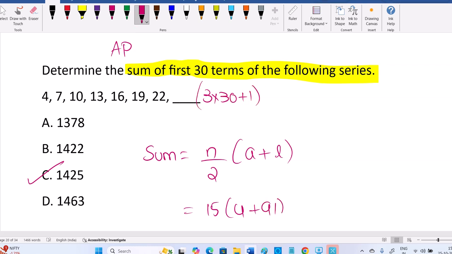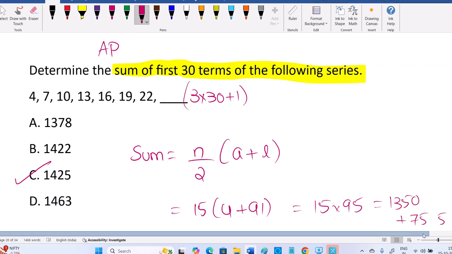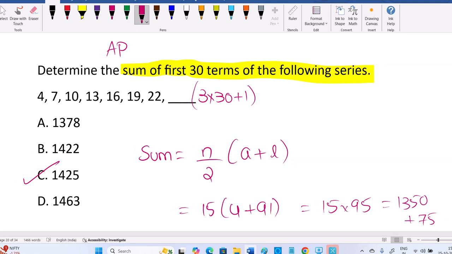So you have to do 15 into 95. 15 into 90 is 1350, 15 into 5 is 75, so 1425. Okay. But see, my point is that the approach has no need of that other term.